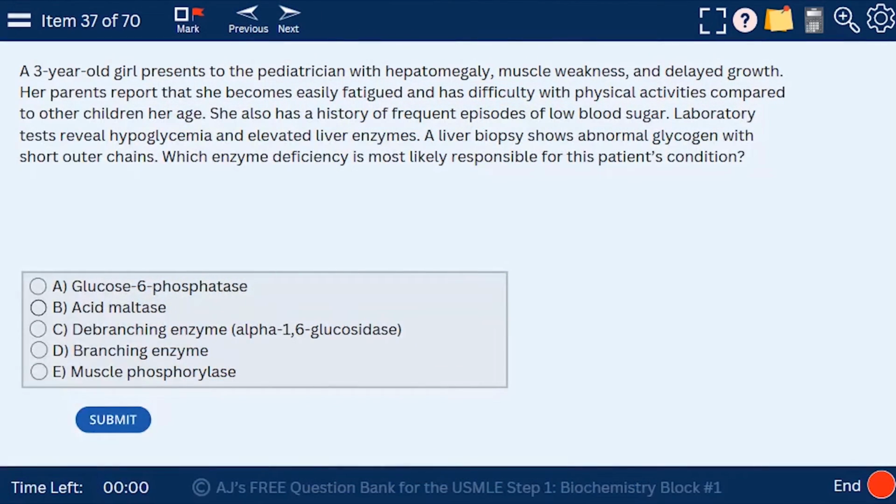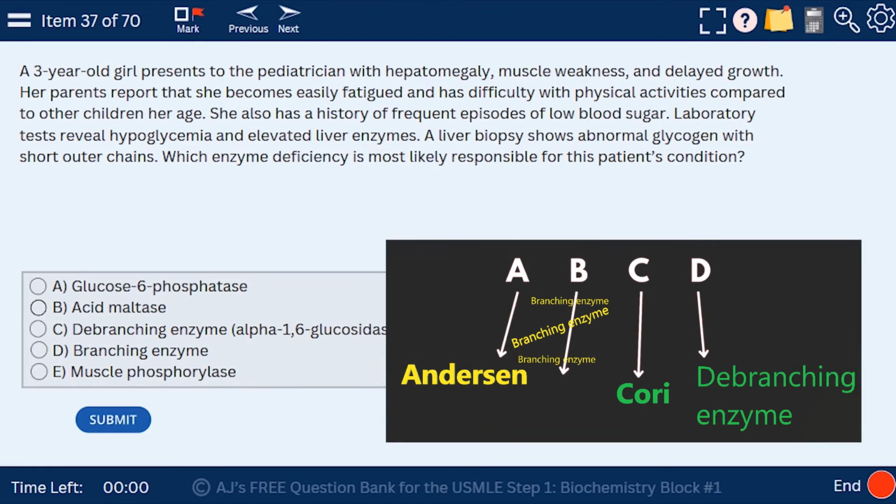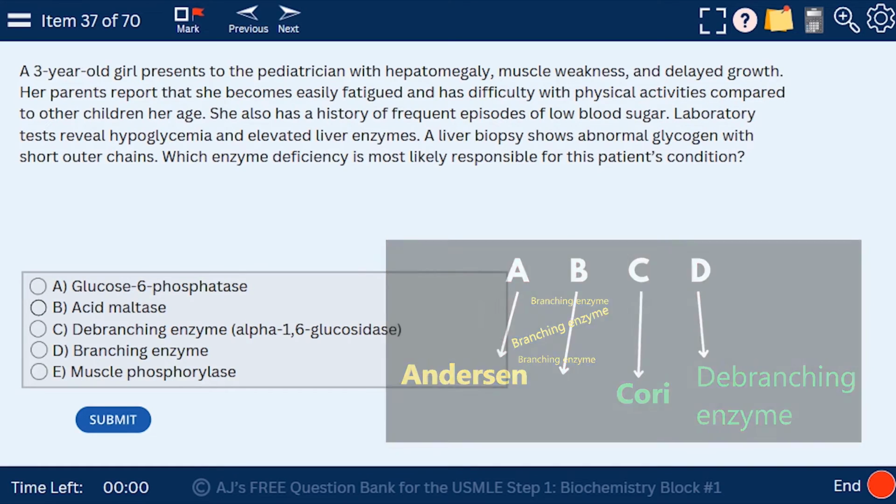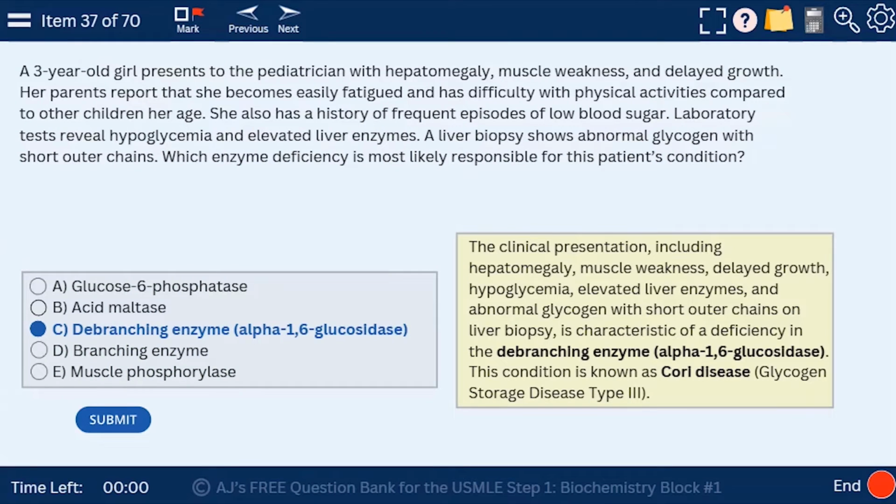Alright, question 37. We have a 3-year-old girl who has hepatomegaly, muscle weakness, and delayed growth. A liver biopsy shows abnormal glycogen with short outer chains. So here we have a glycogen storage disease again, either a branching one or a debranching one. But the fact that there's glycogen with short outer chains tells us that we have chains, we just can't get them off. This is a debranching enzyme problem. Alpha-1,6-glucosidase, i.e. Cori disease, which you can read about over here. This is glycogen storage disease type 3.